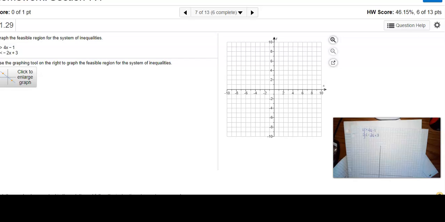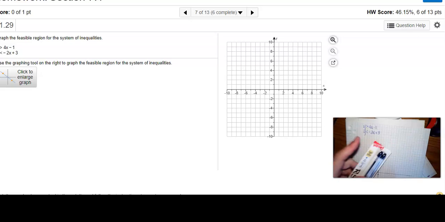So here's what we're going to do. We are going to graph the first one first. It crosses at negative 1, and then I've got a slope of 4. So here's negative 1, and then 1, 2, 3, 4 up and over 1. And I know it's a dotted line, okay? So I am going to graph this way. Oops, sorry. Dotted line. There we go.